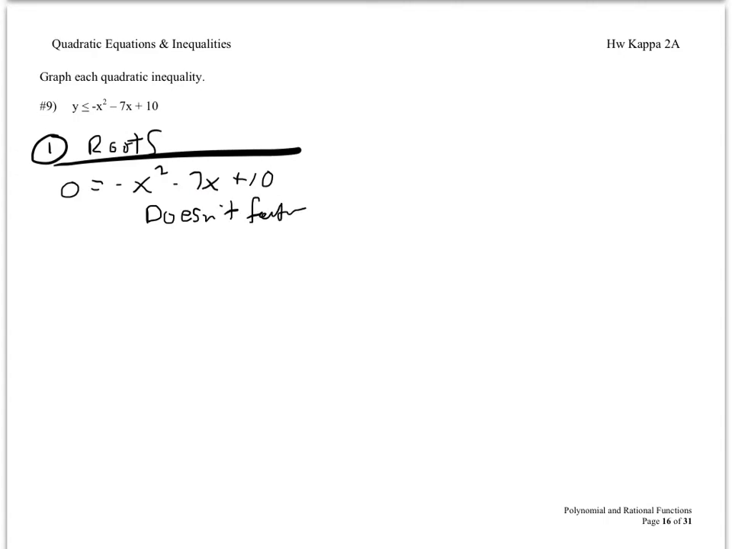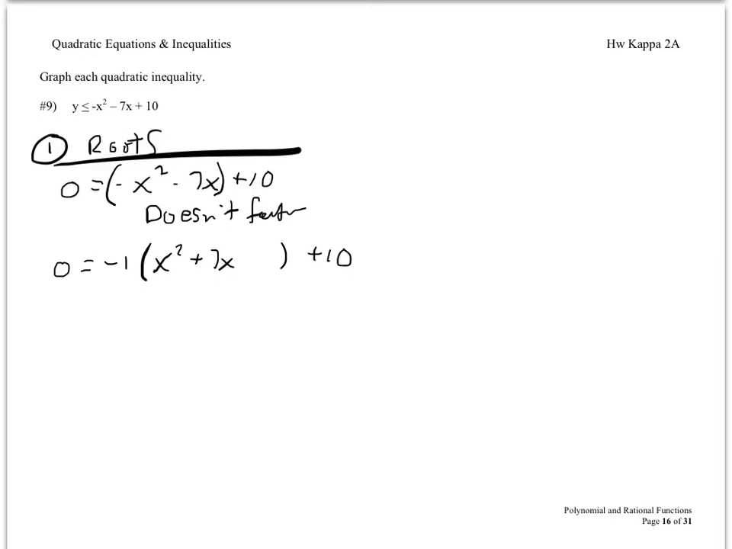So it doesn't factor. I think completing the square is going to be the easiest way to do this. So here's what we're going to do. To complete the square, the leading coefficient needs to be a 1. Right now it's a negative. So from these first two terms, not the 10, just the first two terms, I'm going to factor out a negative 1, leaving us with x squared plus 7x and then a space, plus 10 and then a space.